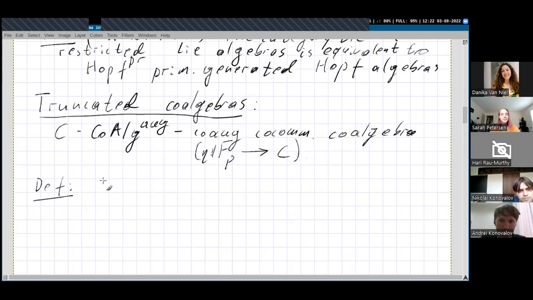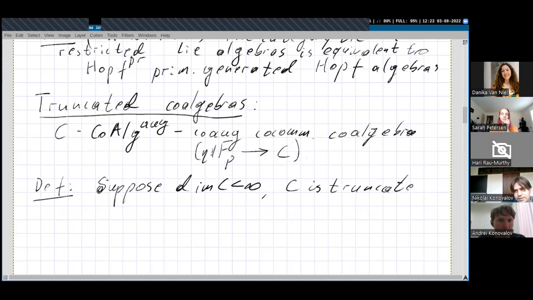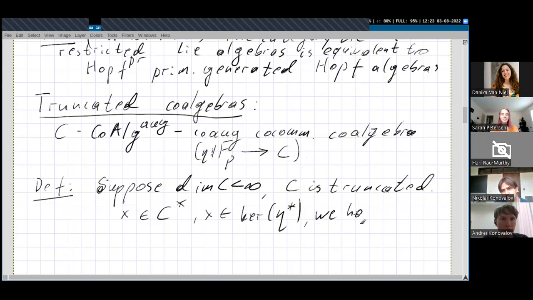So suppose first that C is finite dimensional. We say that C is truncated if for any x in the dual, so I can dualize. If we have a finite dimensional coalgebra, I can take the dual algebra, which is going to be an augmented one. So with the augmentation ideal, the kernel of the augmentation, we have x^p equal to zero. So I said that a finite dimensional co-augmented coalgebra is called truncated if for any element of the dual algebra from the augmentation ideal, some power of this element is equal to zero.